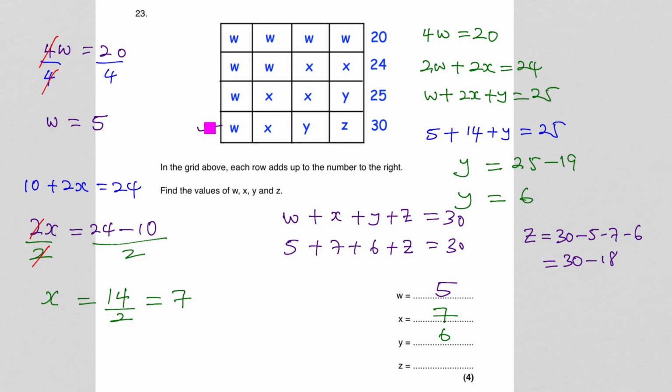Or you could say 18 plus z equals 30, and you move 18 to the other side, because 5 plus 7 is 12, 12 plus 6 is 18. You can move 18 to the other side, collecting like terms, so z equals 30 minus 18. Therefore, z will be equal to 12.